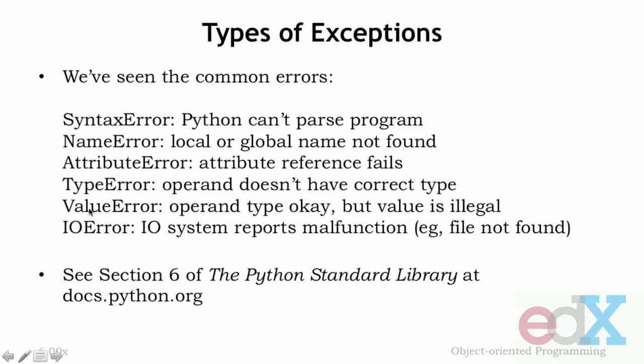I mean, 0 is a perfectly good number, so it's in general a legal operand to divide. It's just that its particular value of 0 in the denominator causes us to say, aha, we can't do this particular division. And we just talked about I/O error. And if you want to see a list of all the different kinds of errors and what they mean, you can look in section 6 of the Python standard library.